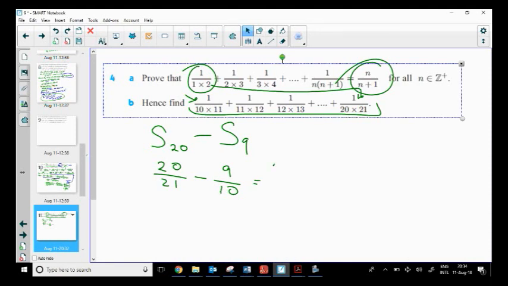This is going to be 200 over 210 minus, well, 9 times 21. That's not the easiest thing. 9 times 20 is 180, 189. There we go, over 210. Final answer, I guess that's going to be 11 over 210. Not too bad.